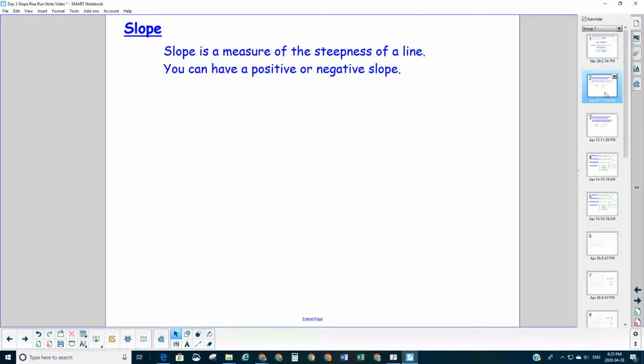This is a brief summary of what we discovered in that Desmos activity, on how to calculate slope. Remember that slope is a measure of the steepness of a line. So instead of just saying that we have a steep line or a less steep line, we can actually attach a number to it to be a little bit more mathematical about your explanations. You can have positive or negative slopes, just like you have positive or negative correlations.